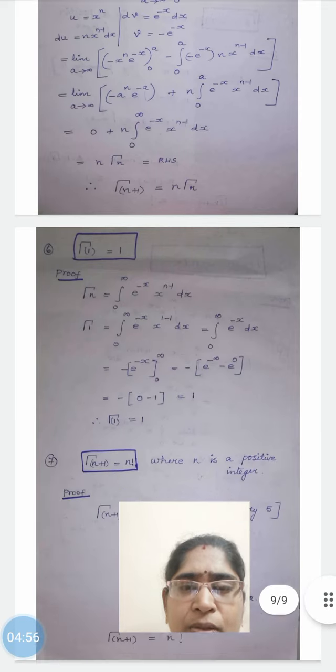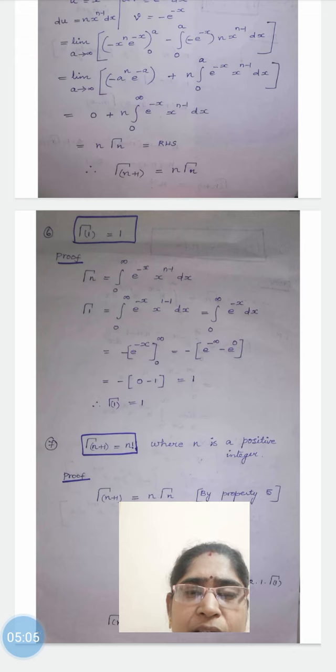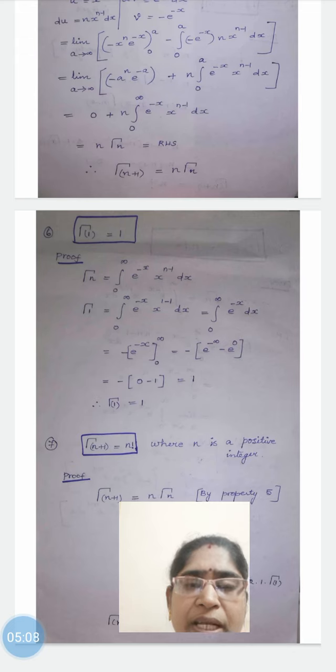Now coming to the sixth property, gamma of 1 is nothing but 1. Substituting n as 1 in the definition of gamma function, we will be getting integral over 0 to infinity e to the power of minus x into dx. By the ordinary integration and by applying the limits 0 to infinity, you will be getting the value as 1.